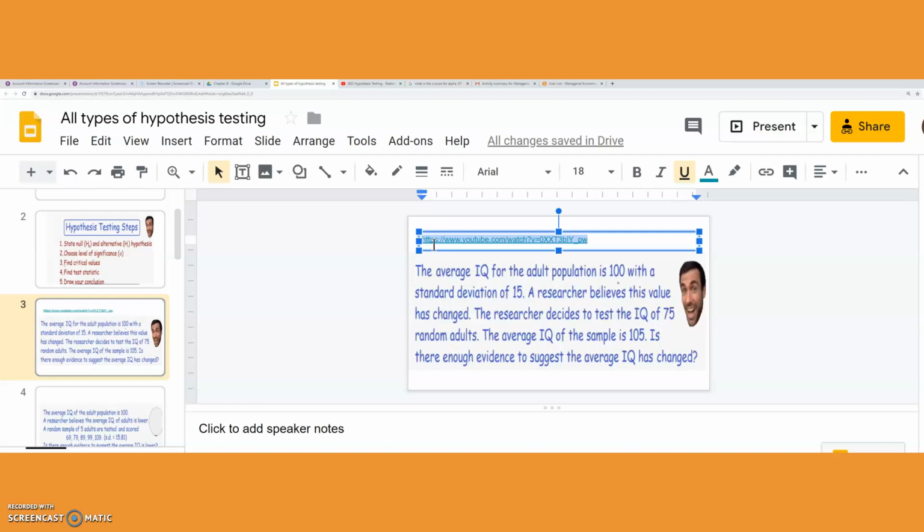So the average IQ for the adult population is 100 with a standard deviation of 15. It was stated repeatedly that the average IQ for the adult population is 100 with a standard deviation of 15, meaning within one standard deviation it goes 15 points.